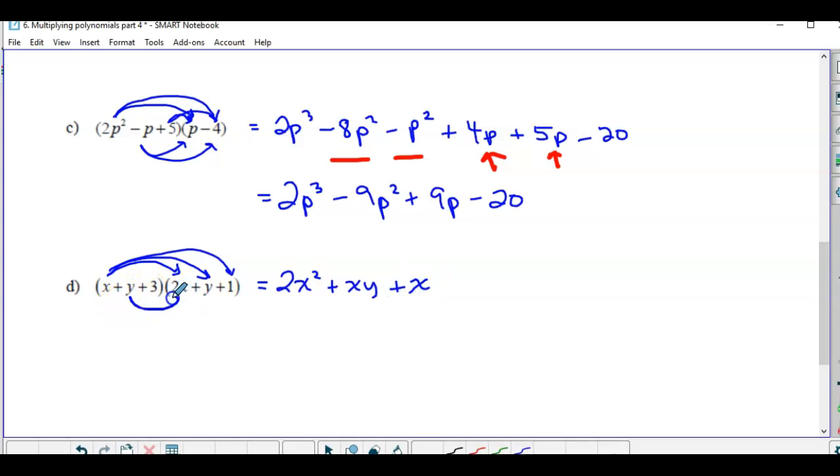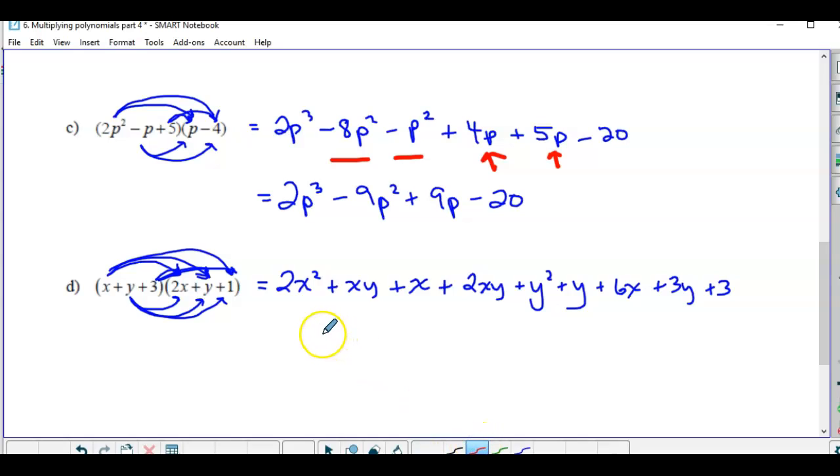Then the next term times everything. So y times 2x, I'm going to put the x first, so that's going to be 2xy. Y times y is y squared. And y times 1 is y. And then the 3 times everything. 3 times 2x is 6x. 3 times y is 3y. 3 times 1 is 3.